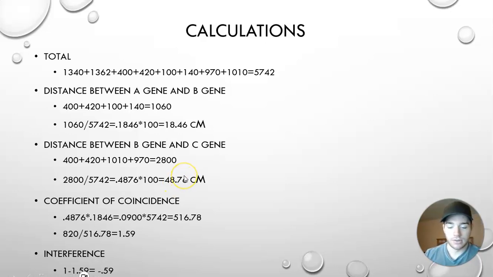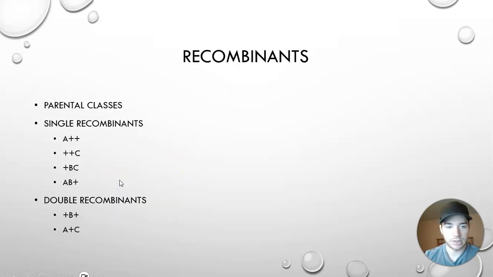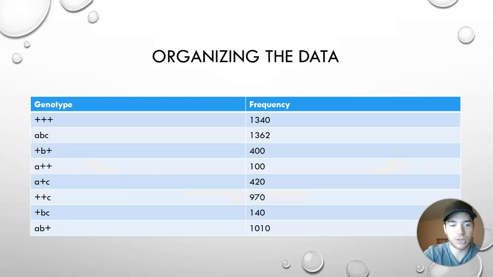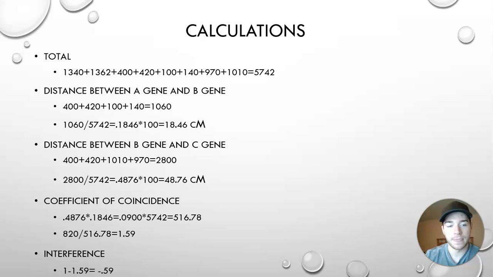Then the observed number of DCOs is 820. So that's just the frequencies. The frequency of +B+ is 400, and then A+C is 420. So 400 plus 420 is 820. That's the observed number of DCOs. The expected number of DCOs is 516.78, and then you divide the two, and that comes out to be 1.59. Then for the interference, you take 1 minus the coefficient of coincidence, and 1 minus 1.59 is negative 0.59, and that's just the likelihood of a crossover event occurring right after another crossover event, right after the next gene. So that's what that calculation shows.